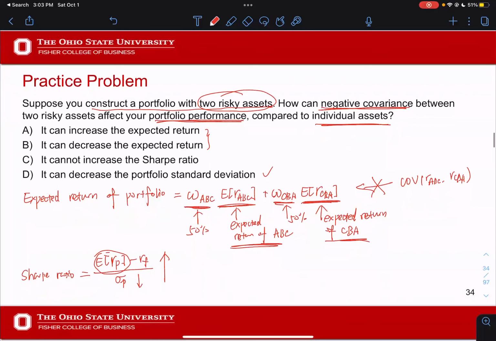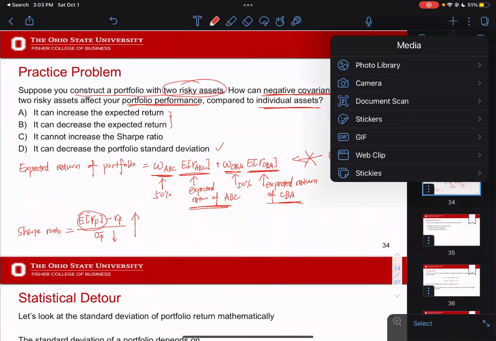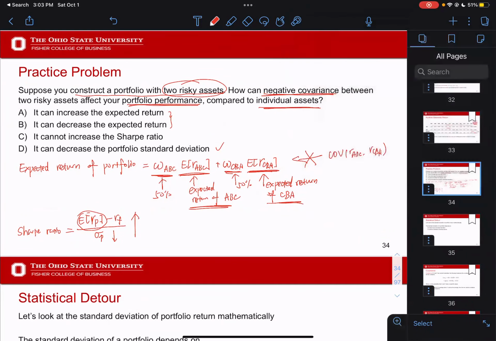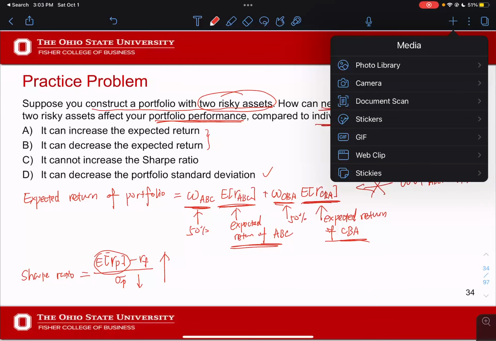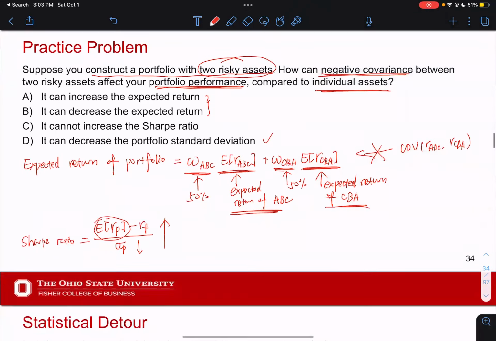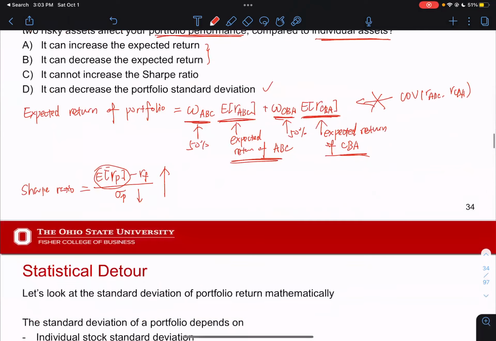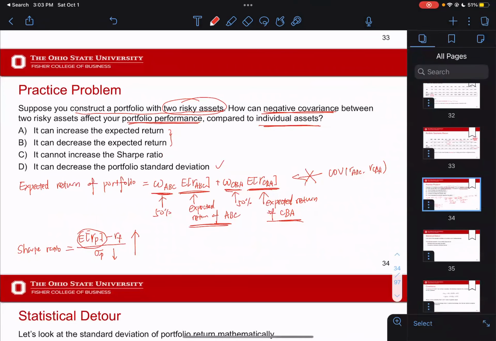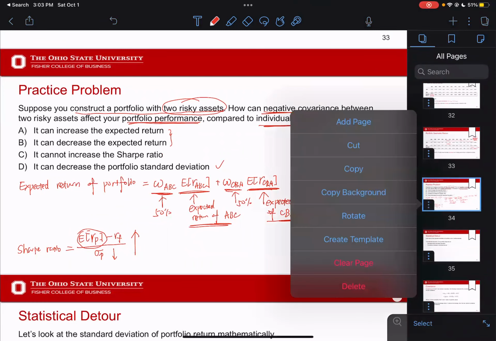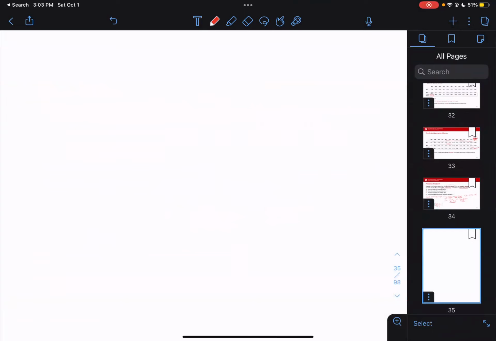Let me elaborate a little bit more on this, let me add one more page. How can I add one more page? You can click the square. Do you see this one? Yeah. Add page. Okay, good.